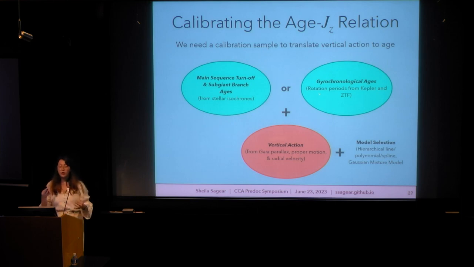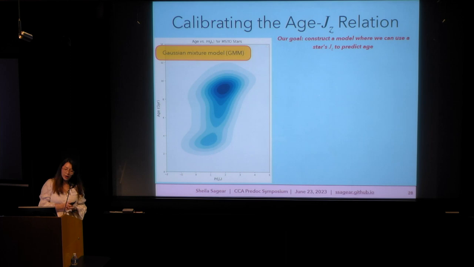So this could be a hierarchical line or polynomial or spline, or something like a Gaussian mixture model. I would say that we probably tried tens of different models. I'm going to talk to you about two of them in specific during this talk, but we had to make a choice of models. And we ended up using main sequence turnoff star ages for what I'm going to show you in this talk.